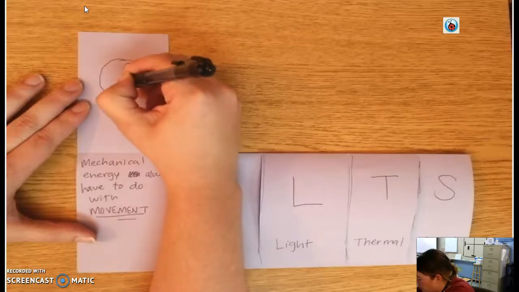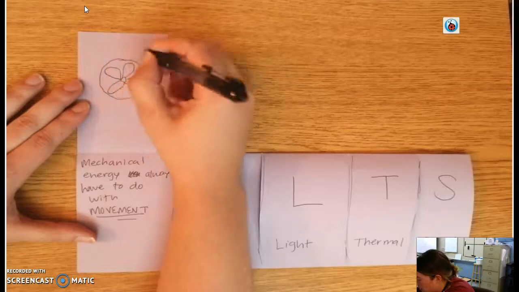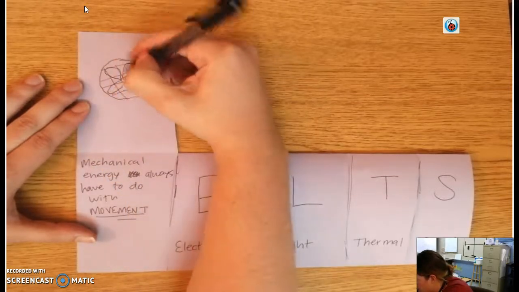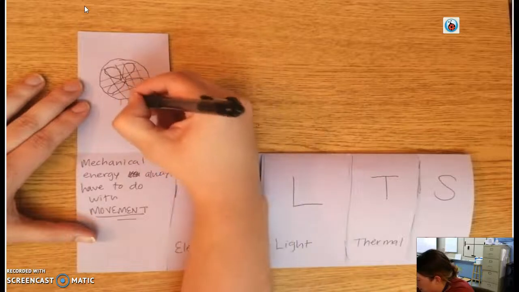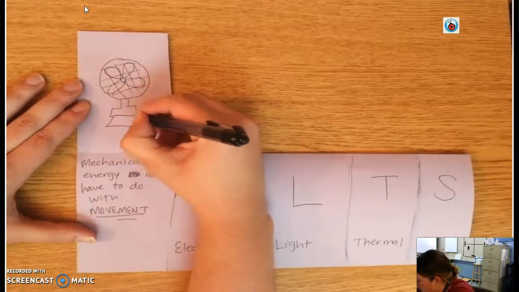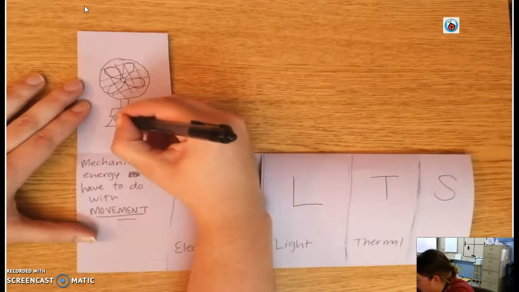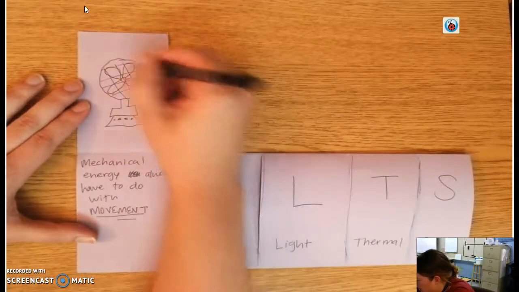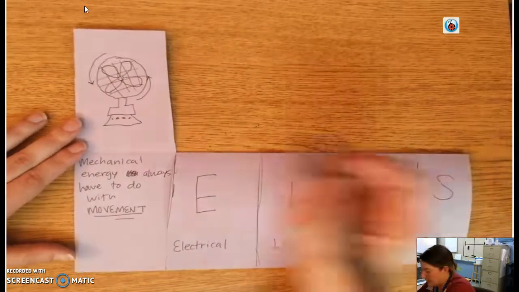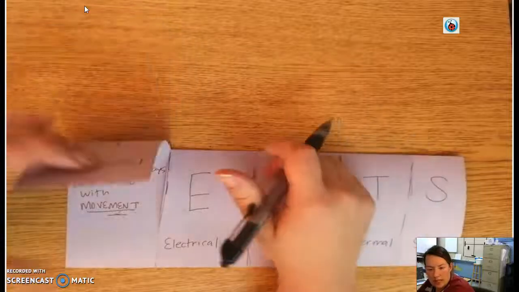Okay. Fan blades. Here's a fan. It's got a base, with a button. Something like this, right? And it's spinning round and round. It has movement, right? This is mechanical energy. Go ahead and pause and finish your drawing. I'm going to keep going.